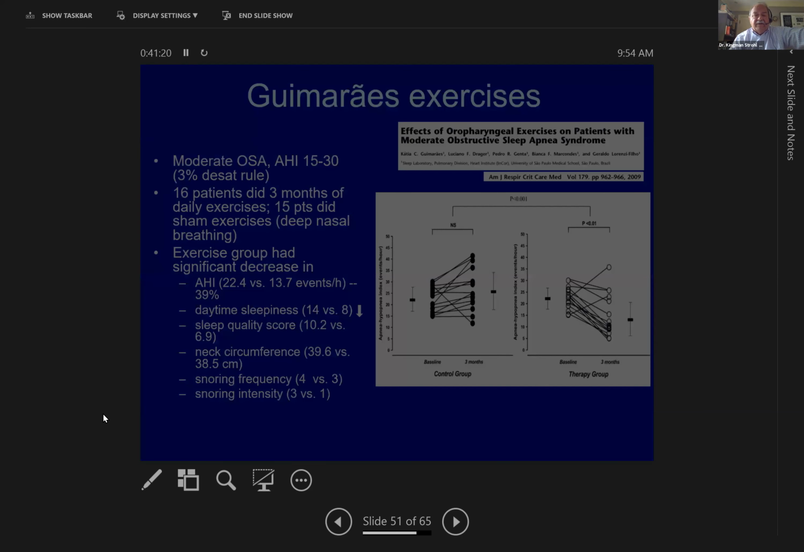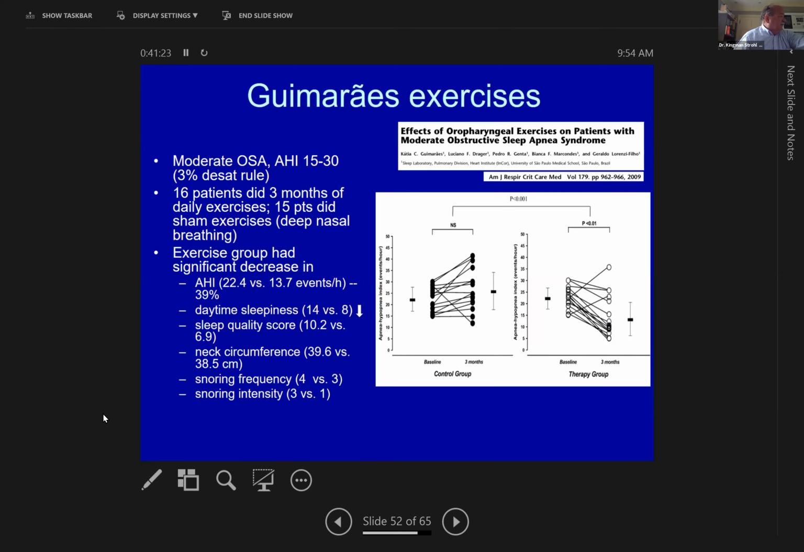And then there are a series of exercises that were done and published in the Blue Journal. And you can see that the control group didn't change much, but the therapy group decreased. Now these exercises, they had a significant decrease in AHI from 22 to 13.